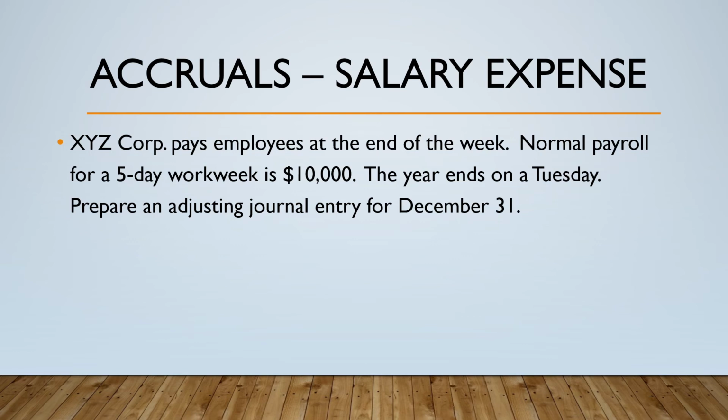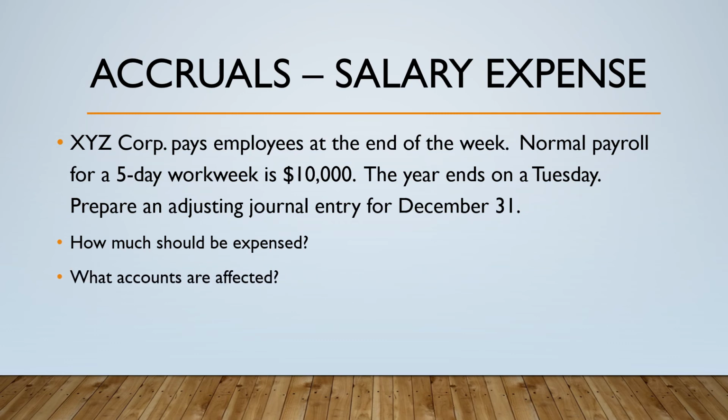So how much should be expensed? Well, what we would do is we would look at the $10,000. It is a 5-day work week. So how much would they be making each day? And so if we take 10,000 divided by 5, that gives us $2,000 a day. We have 2 days because we have Monday and Tuesday. And so that total would be $4,000.